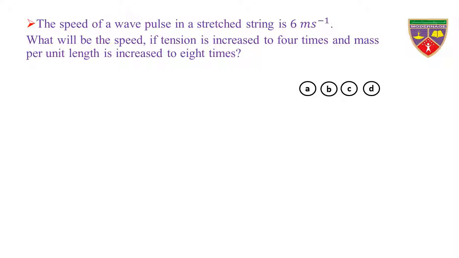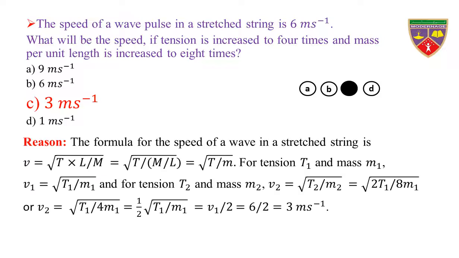The speed of a pulse in a stretched string is 6 meters per second. What will be the speed if tension is increased to 2 times and mass per unit length is increased to 8 times? Option A 9 meters per second. Option B 6 meters per second. Option C 3 meters per second. Option D 1 meter per second. The key is 3 meters per second. Therefore, the correct option is C.